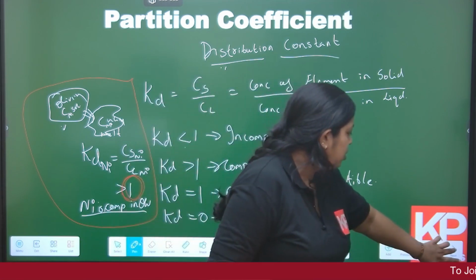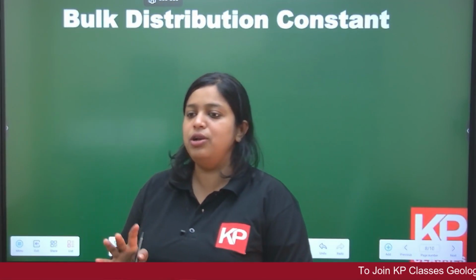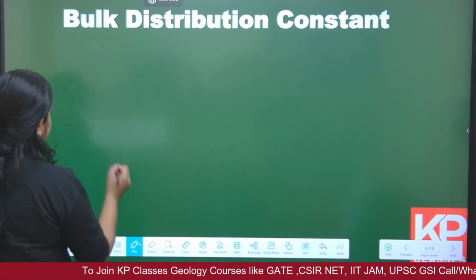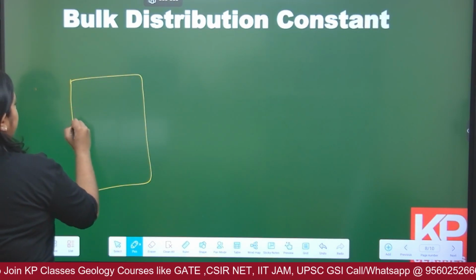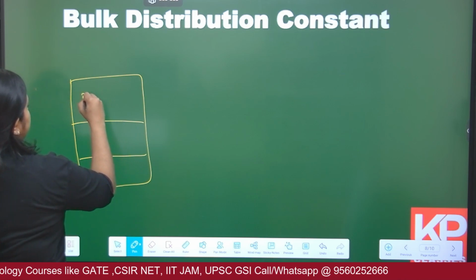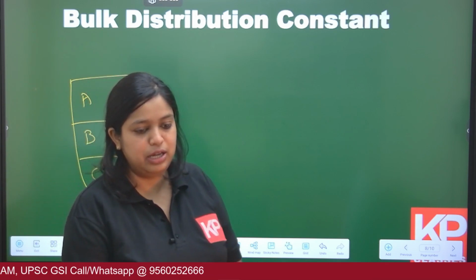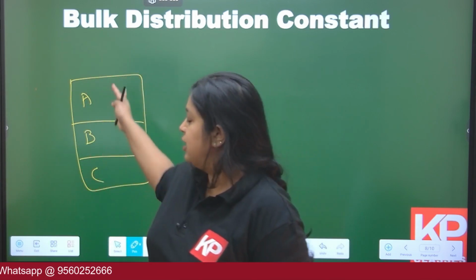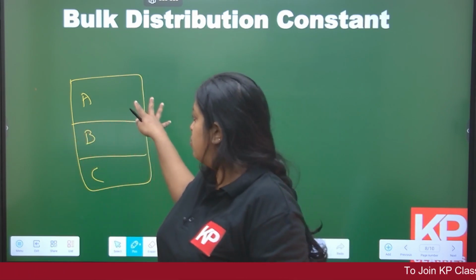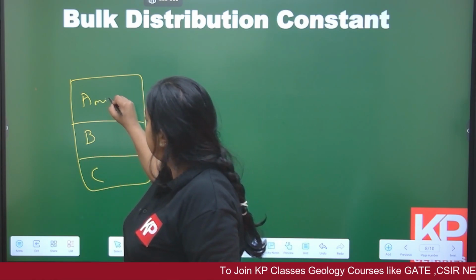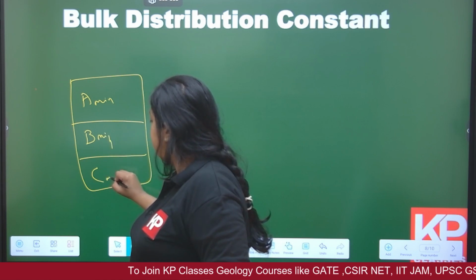Now, as we know, a rock does not consist of only a single mineral. For example, a single rock may have 3 different types of minerals. So this is a single rock, for example a garnet lherzolite or a peridotite, a granite or a mid-ocean ridge basalt. Rocks are aggregates of minerals. There are different minerals present. So this is mineral A, mineral B and mineral C.